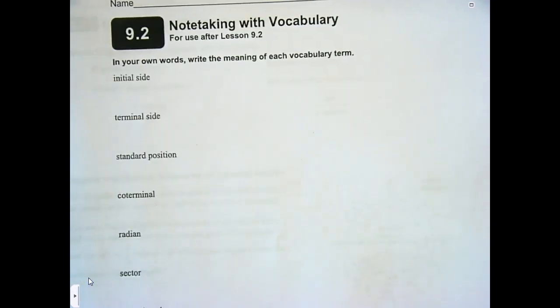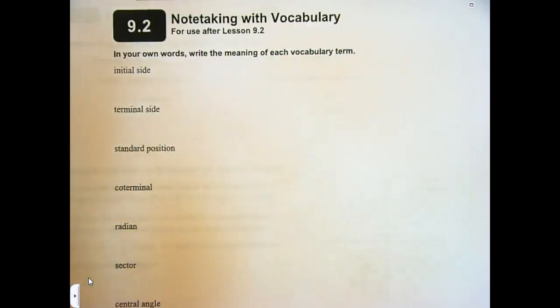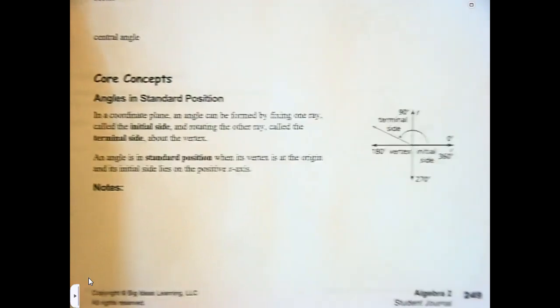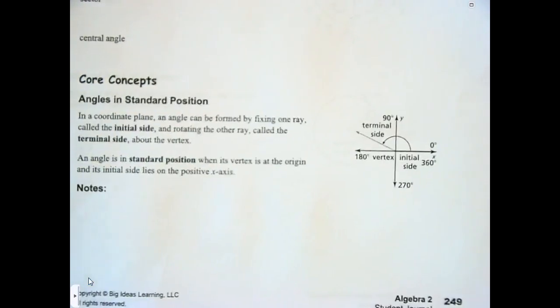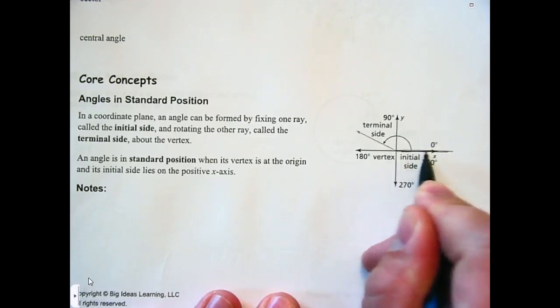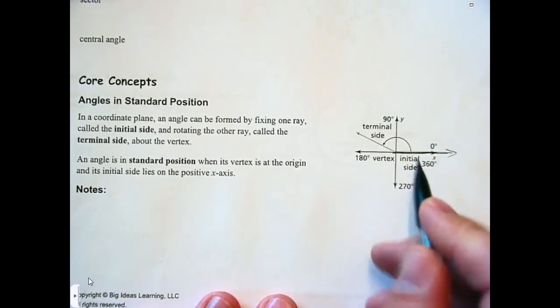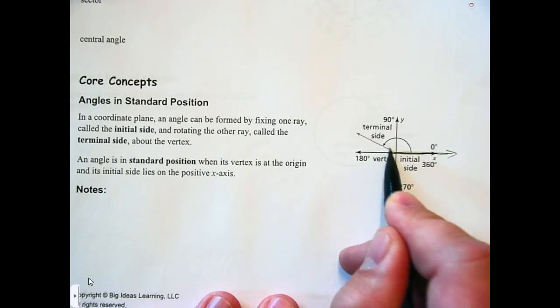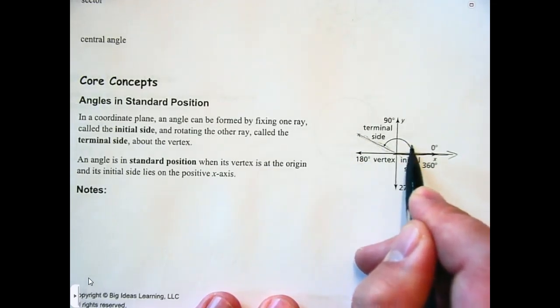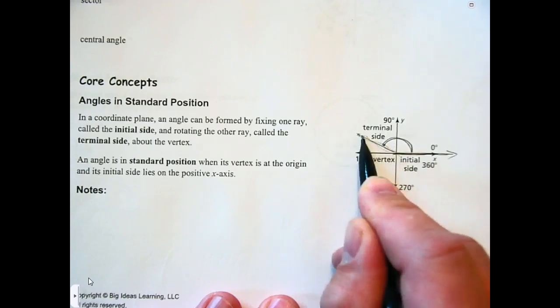Hey, turn the page, please. Page 249. Okay, on page 249 of your student journal, you have a bunch of definitions up here. When you slide it down, we've talked about some of those things. Okay, we've talked about initial side. That's this side where it starts on the x-axis. Terminal side is where it ends. So as you rotate an angle around, where you stop it, that's called the terminal side.